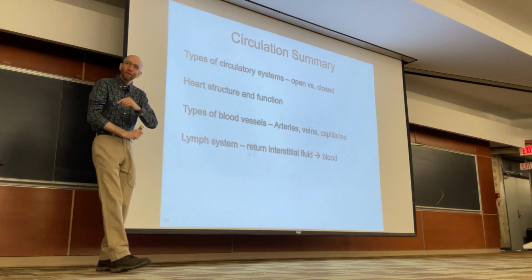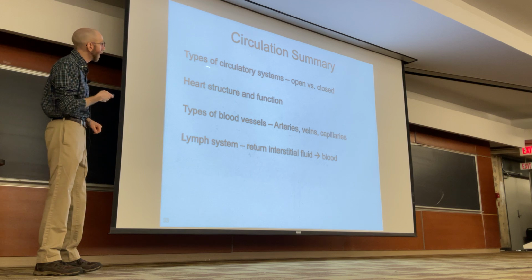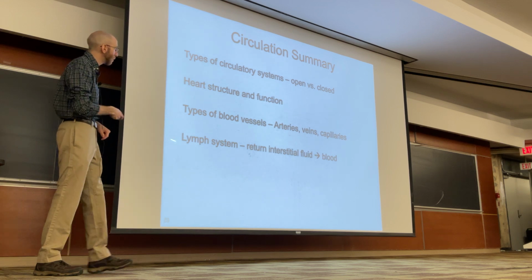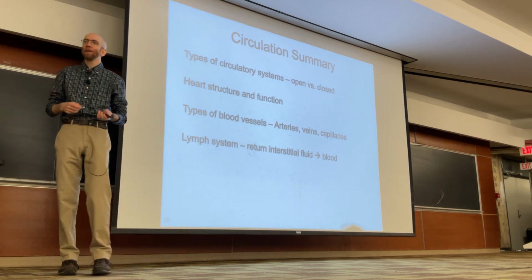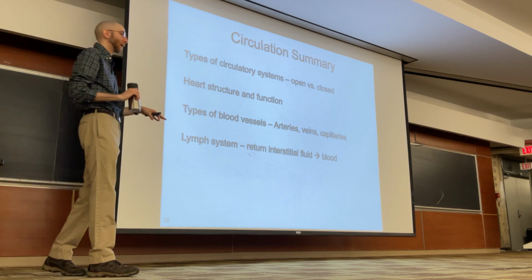All right, so that is all we're doing for today, everybody. That is circulation. We looked at the types of circulatory systems, open versus closed. We looked at how hearts work. We looked at the different types of blood vessels and how exchange works, and we finished by briefly looking at the lymphatic system and how we circulate fluids from the interstitial fluid back to the blood.